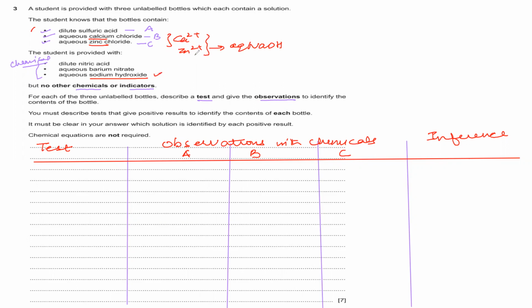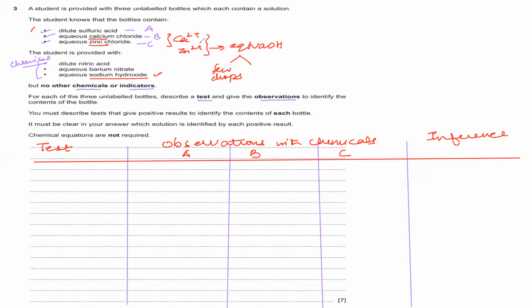Now calcium and zinc, they both will be giving you a white precipitate with a few drops. Okay, they will be giving you a white precipitate with a few drops, and the calcium will not dissolve, and the zinc will dissolve in the excess of sodium hydroxide.